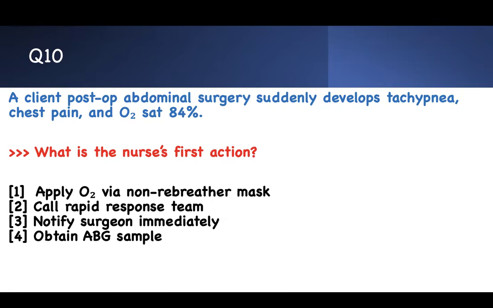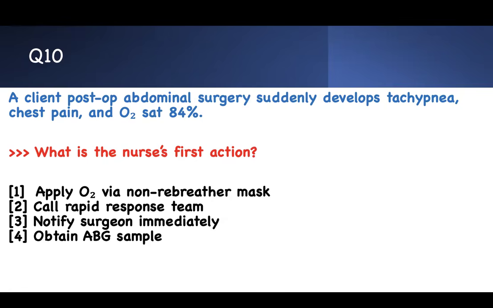What will you do? First thing, give them oxygen, call rapid response, let the surgeon know, obtain ABG. ABG will give you information about the saturation. Notifying the surgeon, they will come to the bedside and help you. Call rapid response, another help. Oxygen, nobody is helping you. You're doing it. But what do you think? Which of these answers is better?